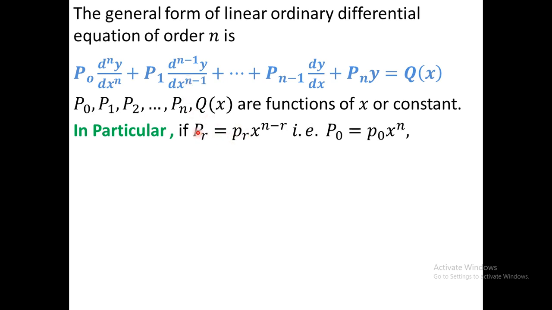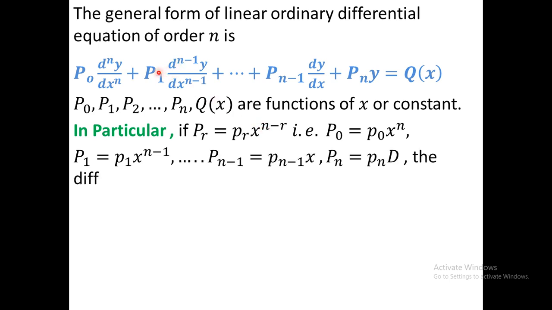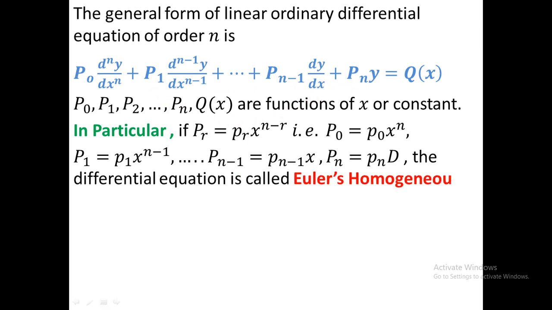0, then you get capital P0 equal to small p0 times x to the power n. If you put r equal to 1, then capital P1 equals small p1 times x to the power n minus 1. Therefore the coefficient is something times x to the n minus 1. Okay, in this way we get an equation. This is called Euler's homogeneous equation or Cauchy-Euler equation.